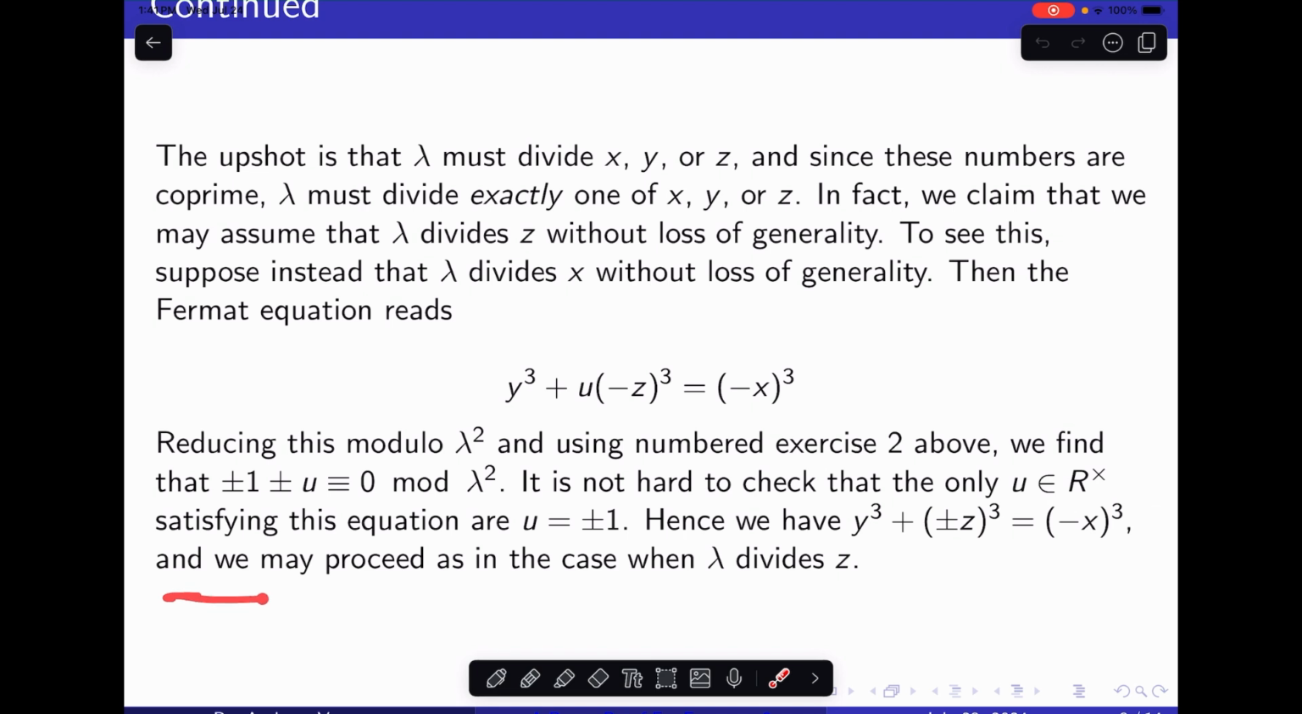Okay, but then we can just proceed as in the case when lambda divides z. We have something cubed plus something cubed equals like a unit times something cubed. This is like our new z on the other side, or maybe if you like negative 1 is u and x is now z, and this is like our new x. Okay, so anyway, so you can assume lambda divides z.